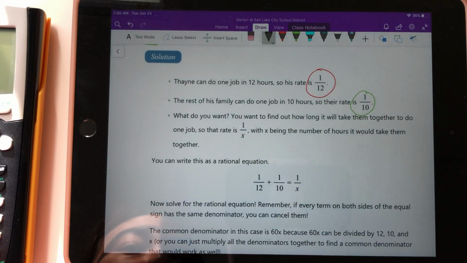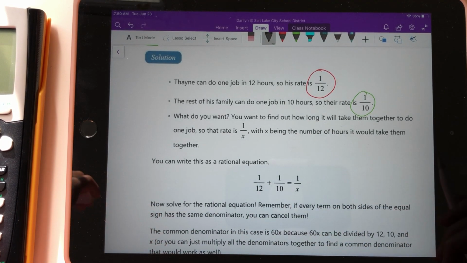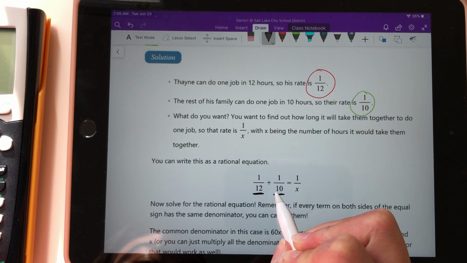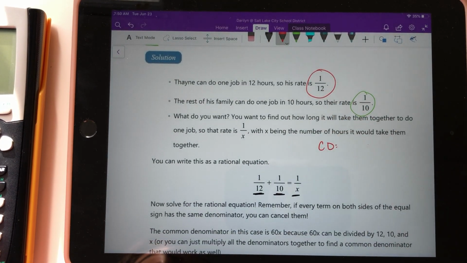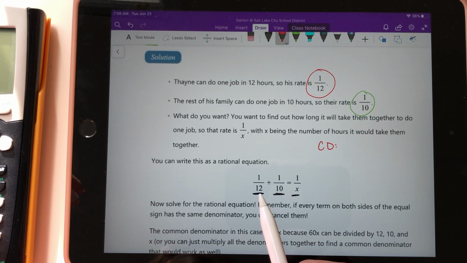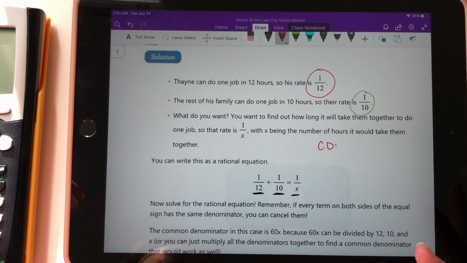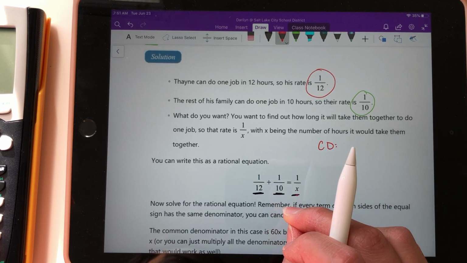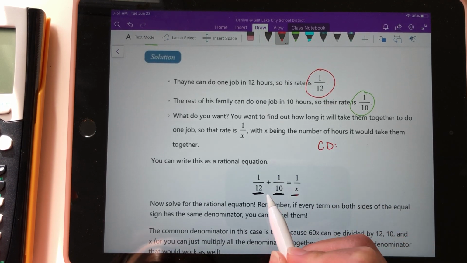In order to solve this, we are going to first find the common denominator, which is what we do in any rational equation problem. So we have a 12, we have a 10, and we have an X. So our common denominator must include 12 or a multiple of 12, 10 or a multiple of 10, and X. Or it must include something that can be divided by both 12 and 10. So we have to think, what are the numbers that can be divided by both 12 and 10?